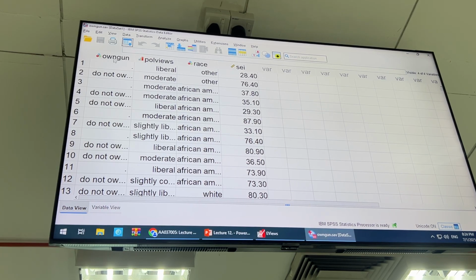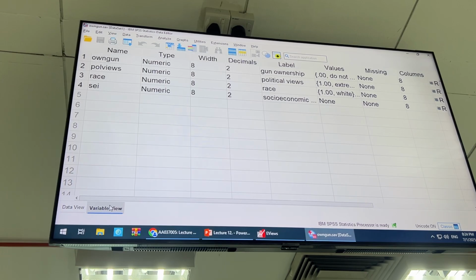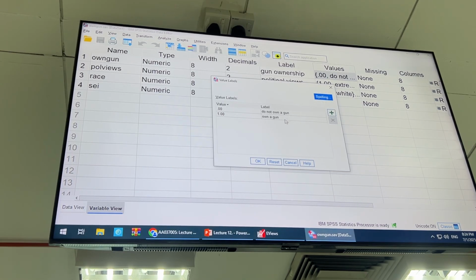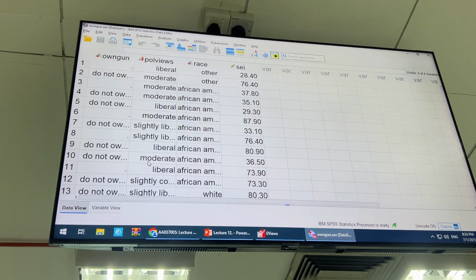So this is the own gun variable. It is either 0 or 1. 0 means do not own a gun, 1 means own a gun. In the survey, we have a group of people and we ask them whether they own a gun or not. If they answer no, we put 0. If they answer yes, we put 1. It is a normal variable. For certain people we don't have data, so it is a missing value. And then we have political views as well.